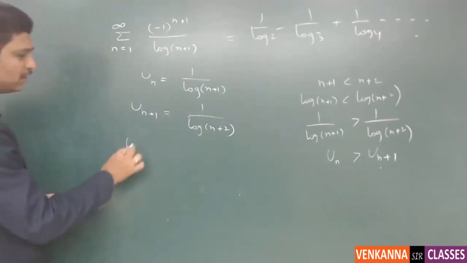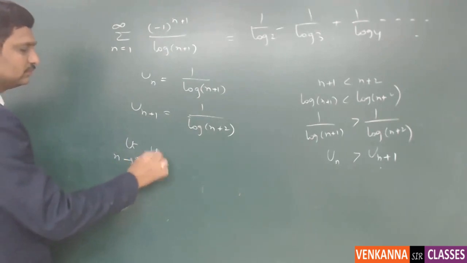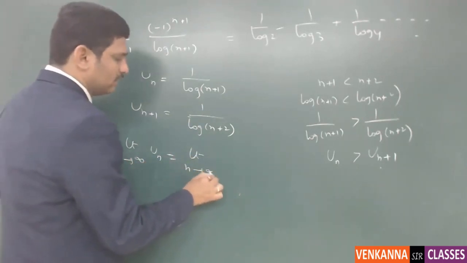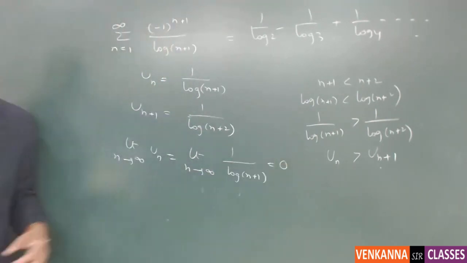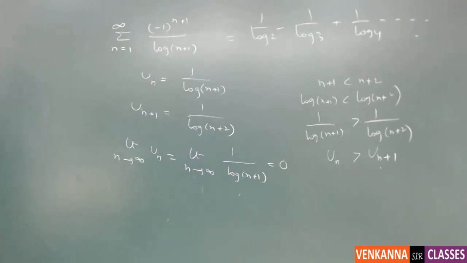And if you consider limit un, so limit n tends to infinity 1 by log of n plus 1, it is nothing but 0. Accepted? So it is satisfying the two conditions. Therefore, by Leibniz test, the alternating series is convergent. If you mention the word Leibniz test, it means that you are verifying the convergence of the alternating series, the series whose terms are having plus minus symbols. Okay?